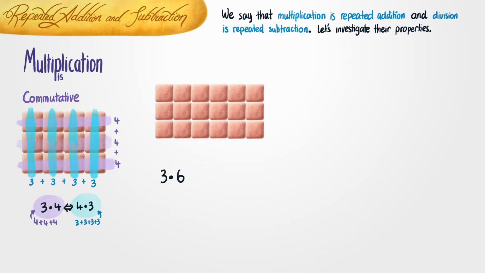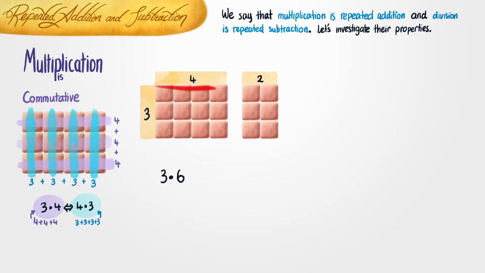Okay, so for the next property, I've drawn another rectangle that has 3 rows and 6 columns. To show you the next property, what I'm going to do is I'm going to slice this rectangle like this. Okay, so because 4 plus 2 is the exact same thing as 6, we could just glue these two back together and you just end up with a block that's again 3 by 6. So therefore we can also say that 3 times 6 is the same thing as 3 times 4 plus 2. Because after all, 4 plus 2 is the same thing as 6.